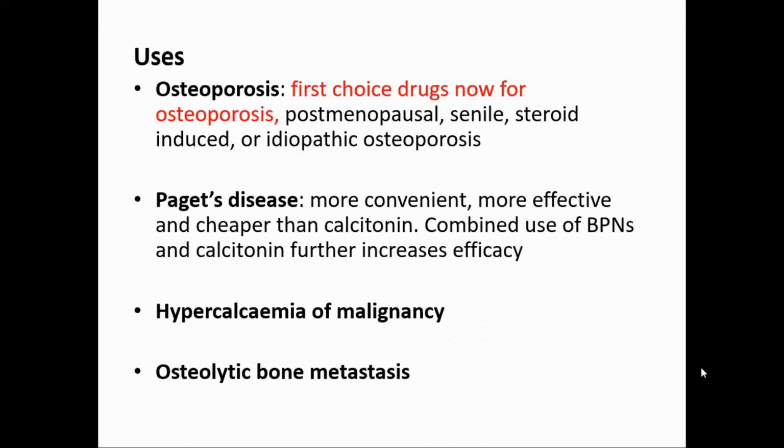And similarly, osteolytic bone metastasis. So it is the bone metastasis, bone cancer, in which the primary site of cancer is different and it has been metastasized to the other part. So mostly it is the bone, and it leads to the resorption of the bone, so increasing the serum calcium level. So it is also the drug of choice for osteolytic bone metastasis. In both the hypercalcemia of malignancy as well as the osteolytic bone metastasis, it inhibits the osteoclast-mediated bone resorption.